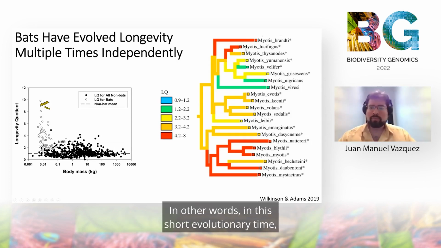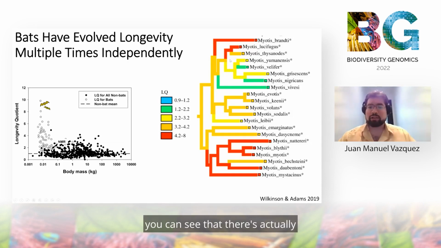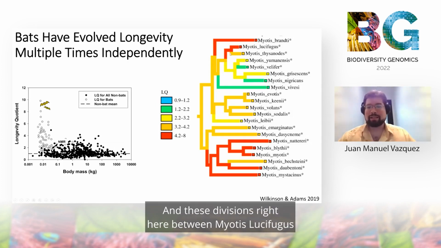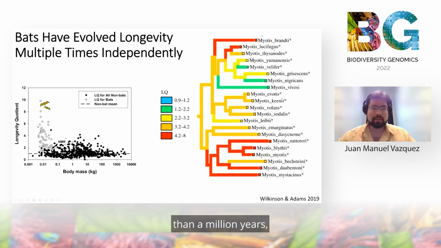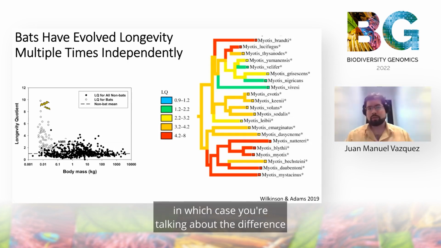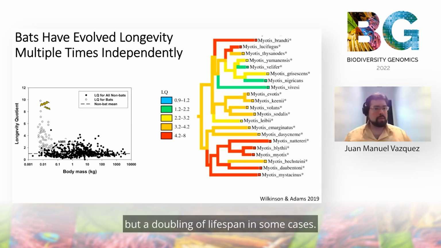In other words, in this short evolutionary time, 14 million years of this branch right here, you can see that there's actually this incredible dynamic range of changes in lifespan that has occurred. And these divisions right here between Myotis and some other species sometimes are less than 1 million years, in which case you're talking about the difference between humans and other hominid species, but a doubling of lifespan in some cases.